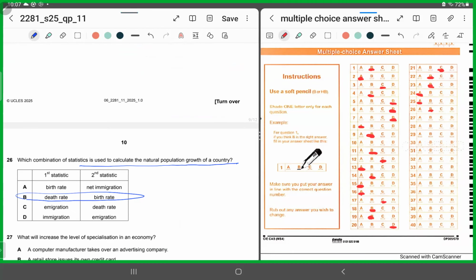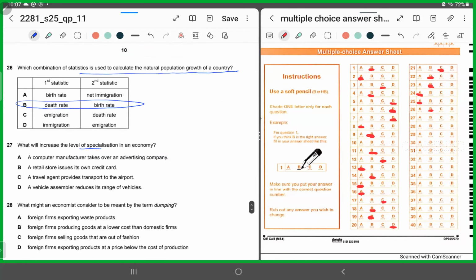Number 27. What will increase the level of specialization in an economy? We are talking about specialization. We are focusing on a particular skill set, right? A computer manufacturer takes over an advertising company. A, so this is conglomerates or this is diversification. A retail store issues its own credit card. So this would be talking about vertical integration.